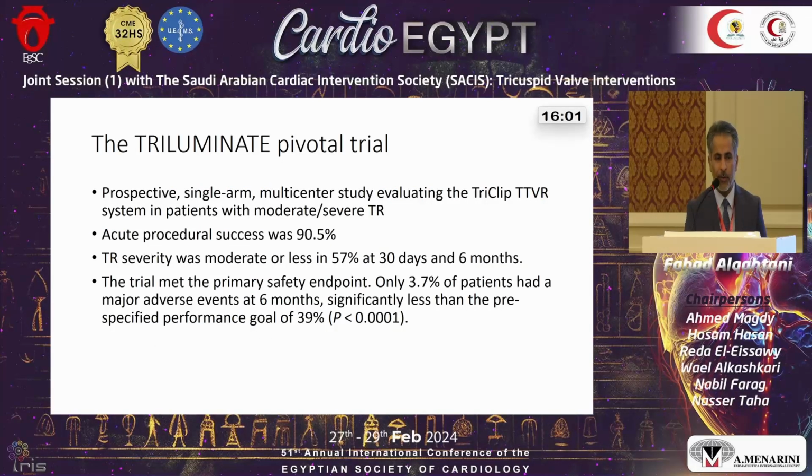All this cumulative evidence led to the introduction of the Triluminate pivotal trial, a prospective single-arm, multi-center study to evaluate the TriClip system in patients with moderate to severe TR. Acute procedural success was achieved in 90%, and TR severity was moderate or less in 57% at 30 days. The trial met the primary safety endpoint. Only 3.7% of patients had a major adverse event at 6 months, significantly less than the pre-specified performance goal of 39%.